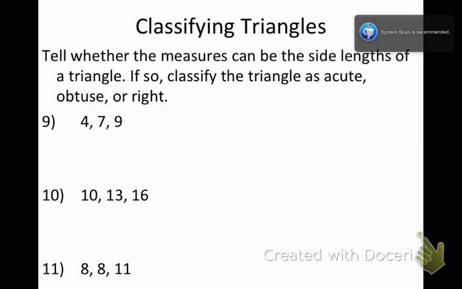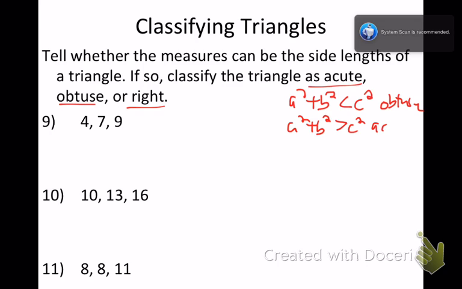All right. So let's classify these triangles. Tell whether the measures can be the side lengths of a triangle. If so, classify the triangle as acute, obtuse, or right. So remember, a squared plus b squared less than c squared is obtuse, and a squared plus b squared greater than c squared is acute. And what happens if I get a squared plus b squared equals c squared? What's that going to be? It's a right triangle.